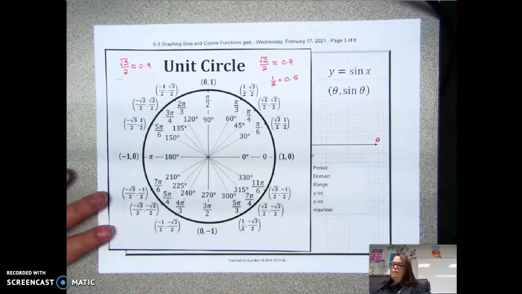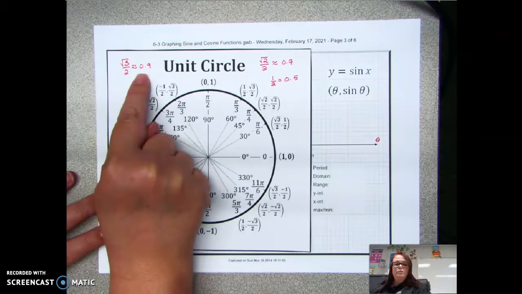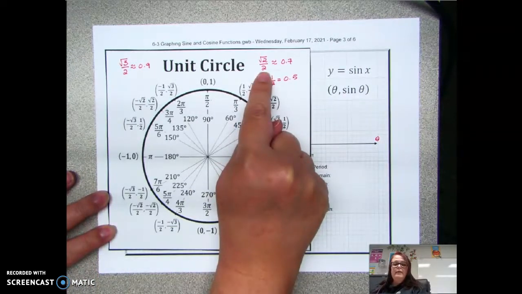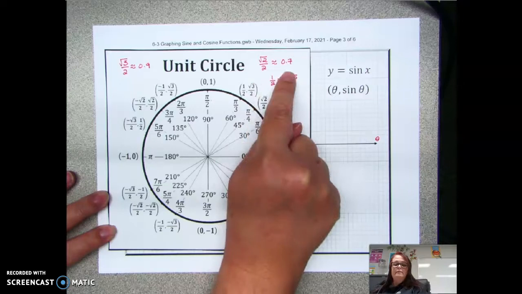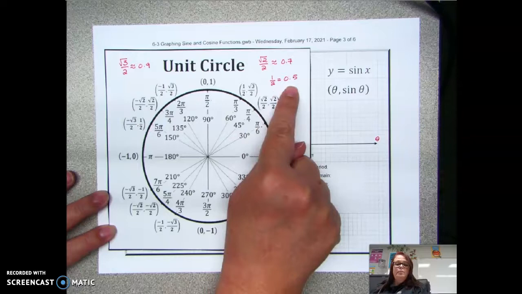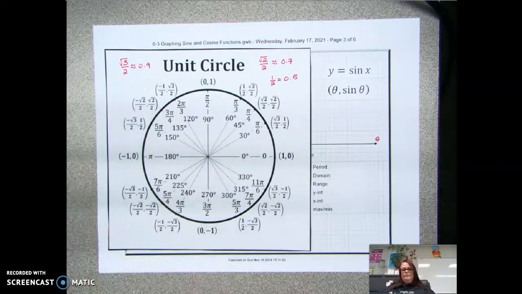So one is that when I plug in the square root of 3 over 2 into my calculator, I get about 0.9. When I plug in the square root of 2 over 2 in my calculator, I get about 0.7. And when I plug in 1 divided by 2 in my calculator, I get 0.5. So those are some of the values that we need for our unit circle.